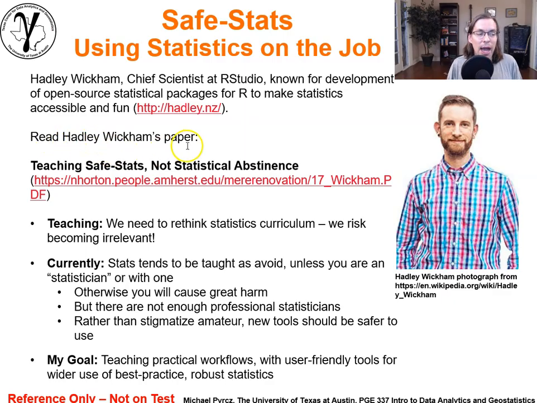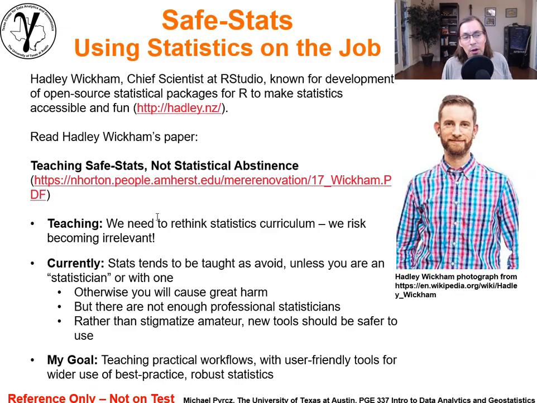So Hadley Wickham had written a paper called Teaching Safe Stats, Not Statistical Abstinence. It's a little tongue-in-cheek, but it's a really thoughtful thing. It's very short. I recommend it. Here's the link right here. I recommend everyone have a read of that paper. And what is his message from this paper? What's Hadley telling us? He says, if you're teaching statistics, you really need to rethink your statistics curriculum because we really risk becoming irrelevant, obsolete.